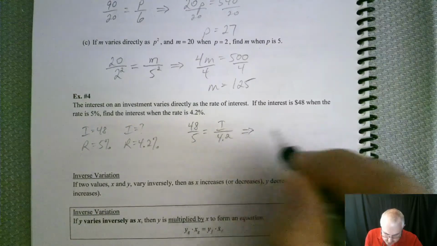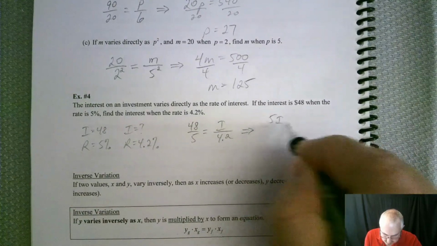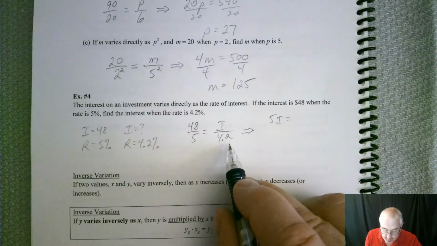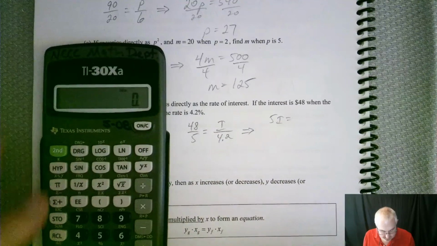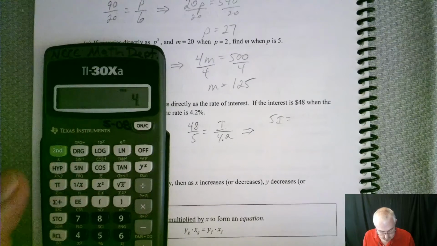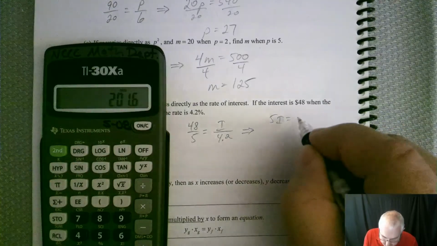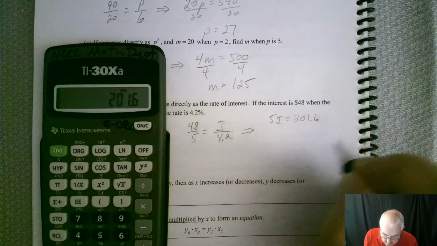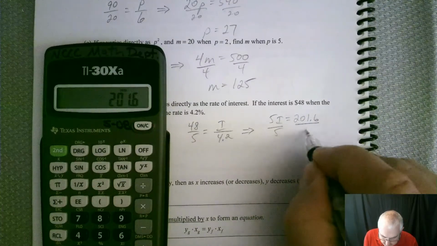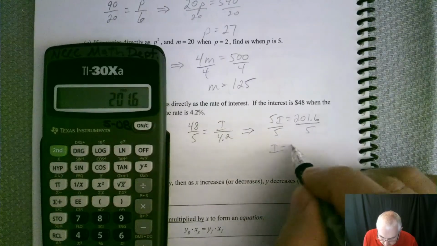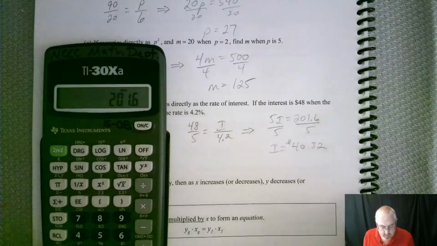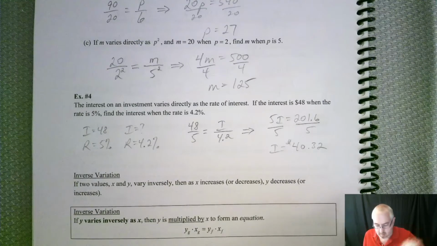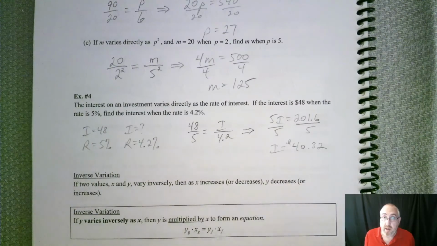All right, so let's see what this gives us. 5i equals 48 times 4.2. Well, I don't want to make a mistake, so let's see what the calculator says. 201.6. And now if we divide by 5, we get $40.32. So it does go down, which is what we expected. So we're probably fine. So that's good.